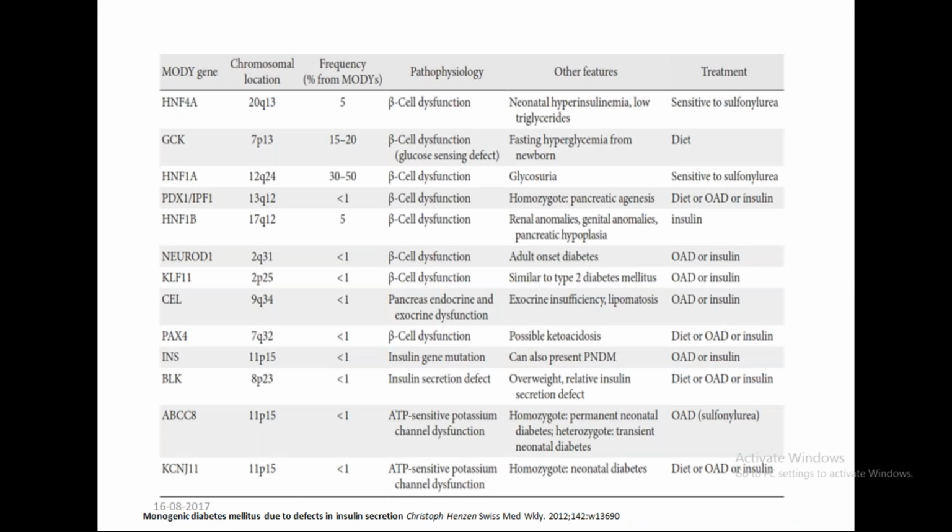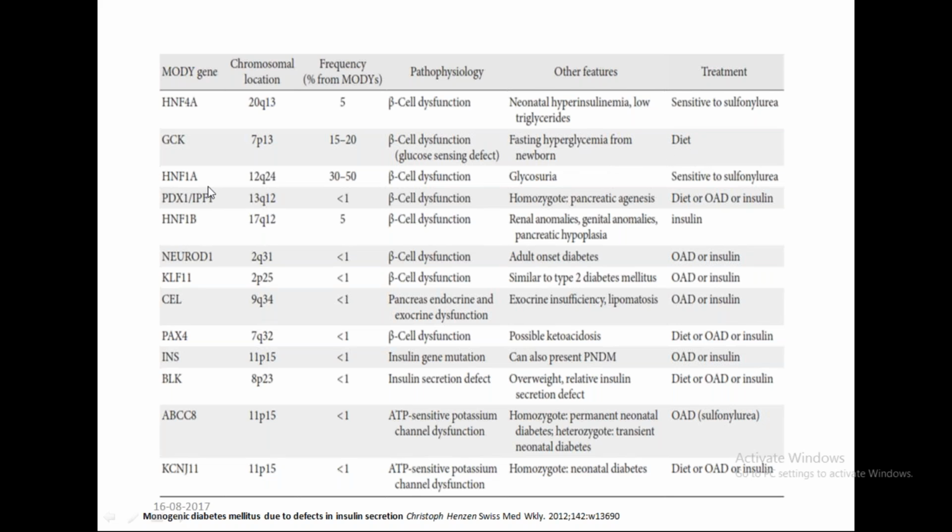I think you remember this slide, the first initial slide, just a brusher. First one is HNF4 alpha, and it is having the beta cell dysfunction. So neonatal hyperinsulinemia and low triglycerides can be there. You can treat them with sulfonylurea. Then second one is glucokinase, and it is a very milder form. So just dietary restriction is sufficient.